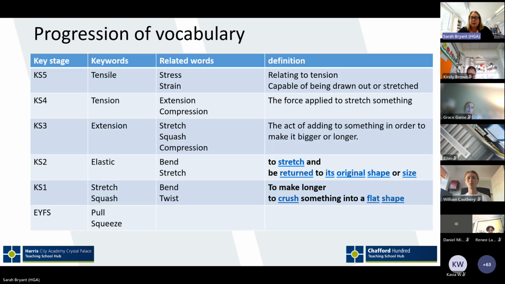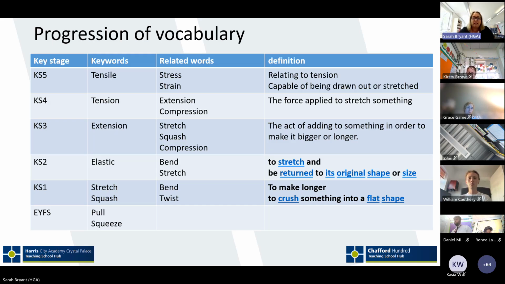So then we need to think about our progression of vocabulary through the years. Here's an example. In early years, we might use pull and squeeze. By key stage 1, we're thinking about stretch and squash, and bend and twist. We might have elastic, bend and stretch, then extension, then tension, and then right up to key stage 5 is tensile.